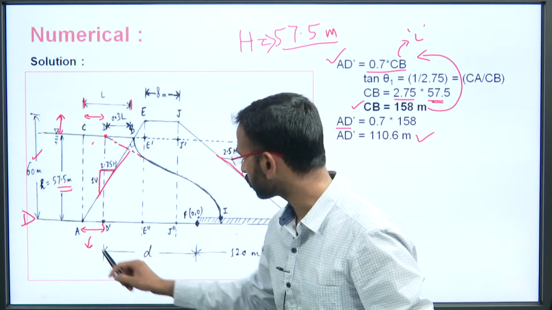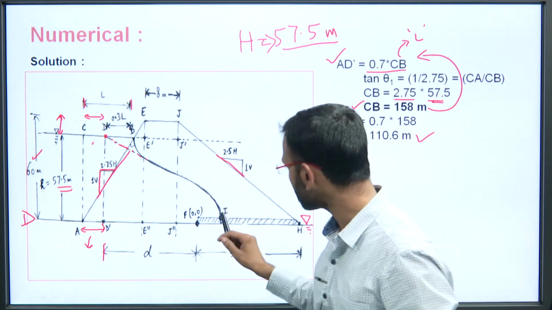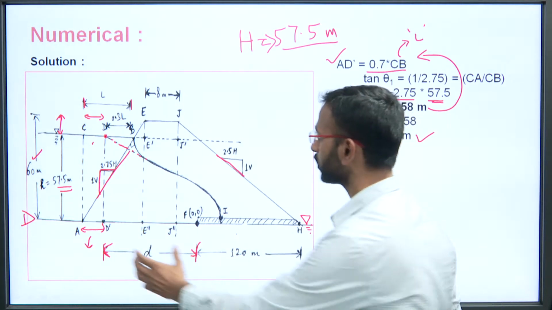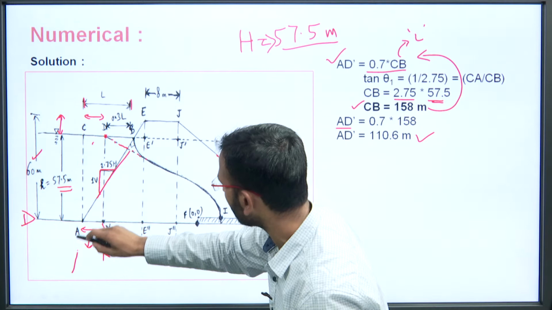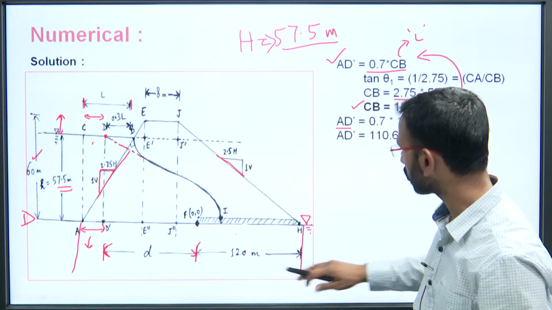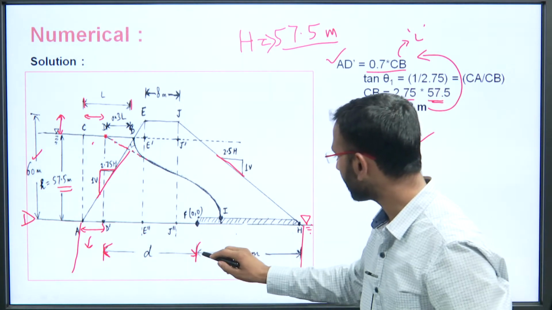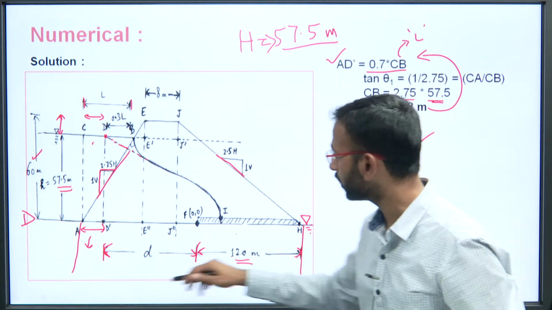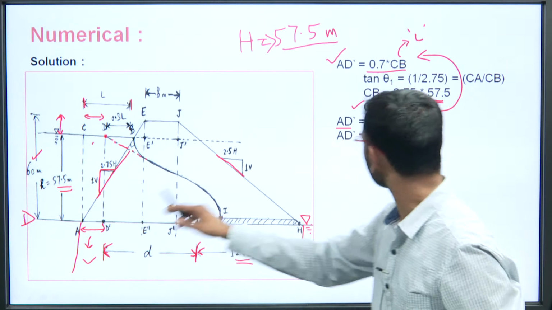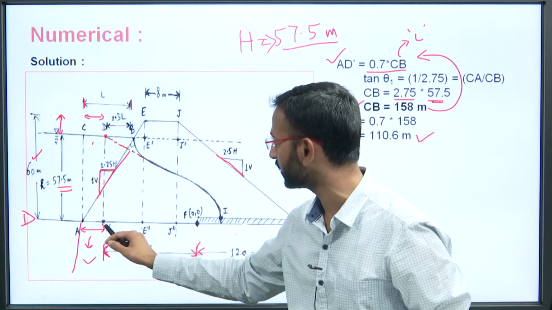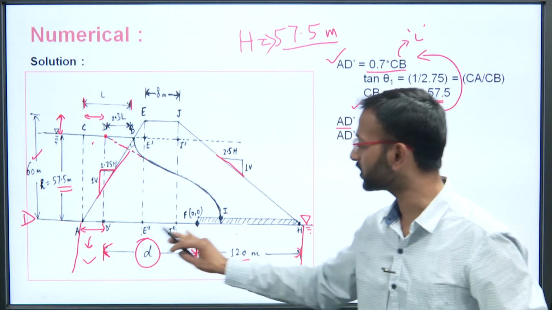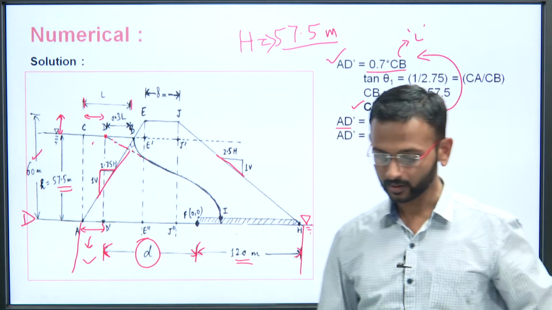Now, you have to find out what this length D is, because the total distance from A to this H should be known to you. This drainage blanket length has been given as 120 meters. So, it is known, you have found out 110.6 meters, AD dash, and this D portion, what is this D portion here? Now, we will be calculating this.